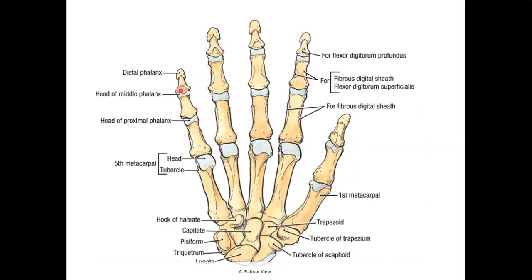So they point out how you have small little fossae at each of your distal phalanges, where you have insertion for the tendons of your flexor digitorum profundus to allow for flexion at the tips of your fingers. And then you have fossae on the sides of your middle phalanx for the insertion of your flexor digitorum superficialis muscles.